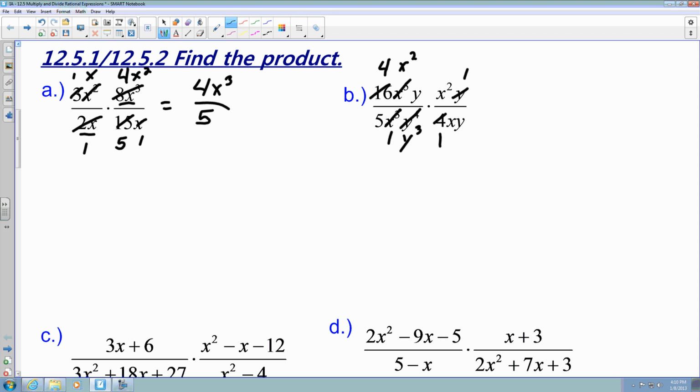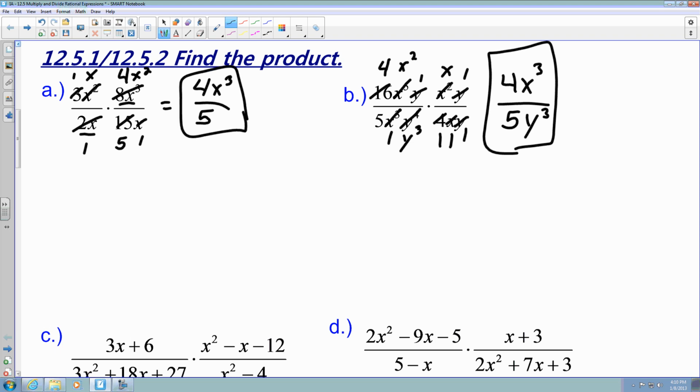I have y and y right here. Those are the same, so those end up being 1. And I have an x squared and x, so this becomes 1 and this becomes x. Multiplying this across, I have 4x cubed over 5y cubed. And that's its simplest form. This is also the answer to A as well.